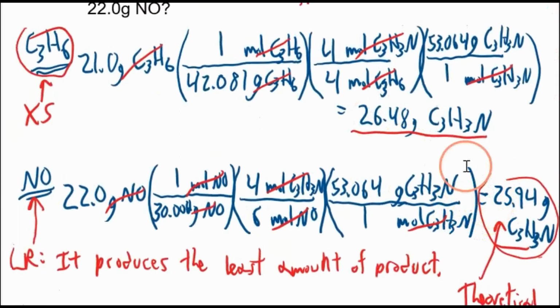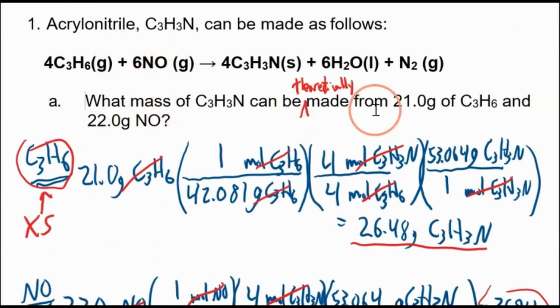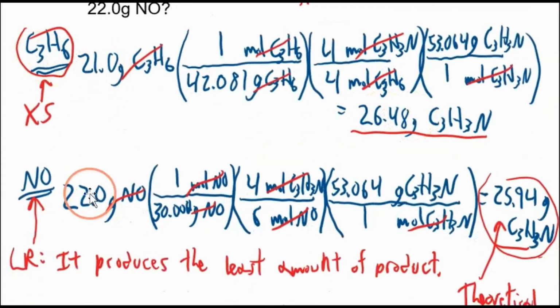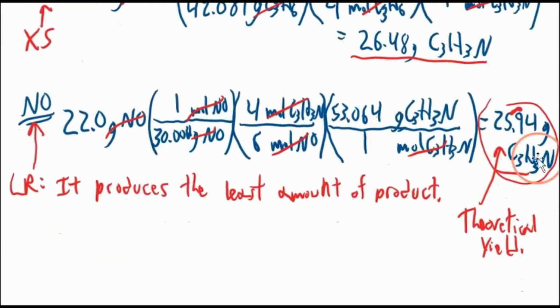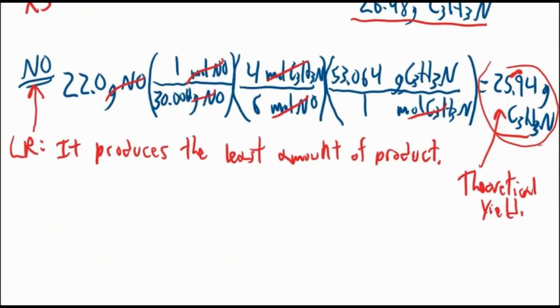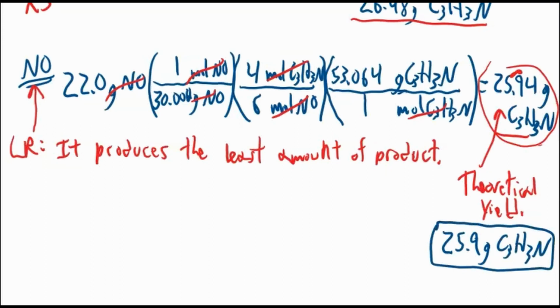Wanted to go back. So here, what mass can be made? We have 3 sig figs. So our answer, and these are exact units, the mole bridge, molar ratio, should only have 3 sig figs as well, not 4 here. So this should be 25.9 grams of C3H3N for full marks. You'll lose a partial mark if you don't do sig figs, probably, unless your prof doesn't care, but most do. So there we go, 3 sig figs.